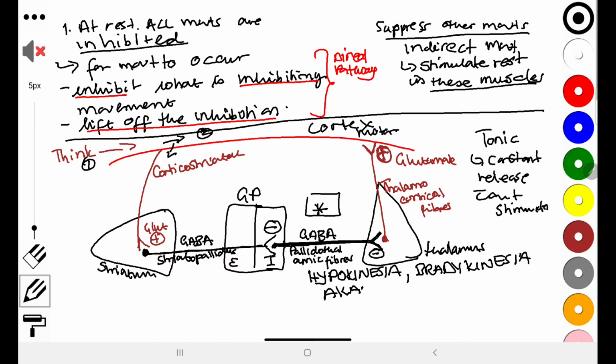Akinesia is a difficulty in initiating movement. These are going to be seen once the direct pathway is injured or insulted, or as the pathologists say, or something happens to it.